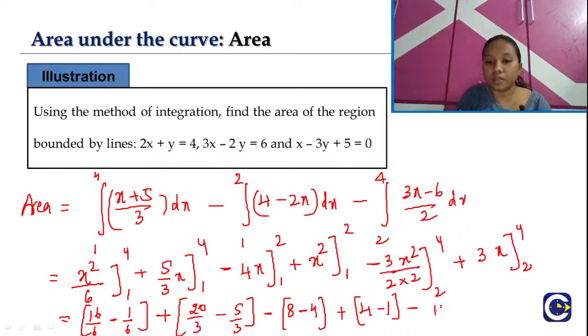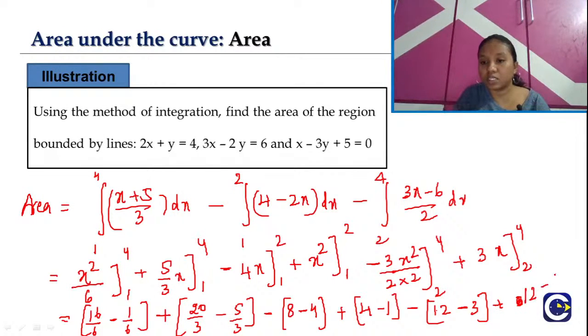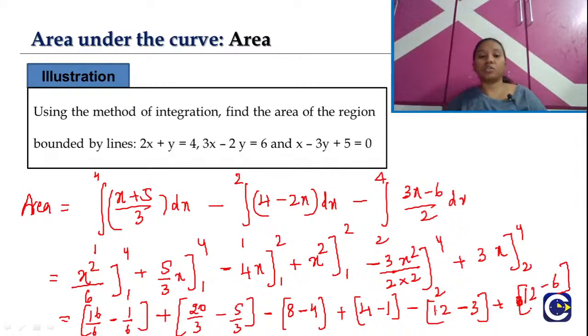So it will be 12 minus 2 square. So 2 square will be 4, so both will get cancelled. So minus 3. And then plus 3 into 4, that will be 12. So 12 minus 6. So you have to simply find the answer here.